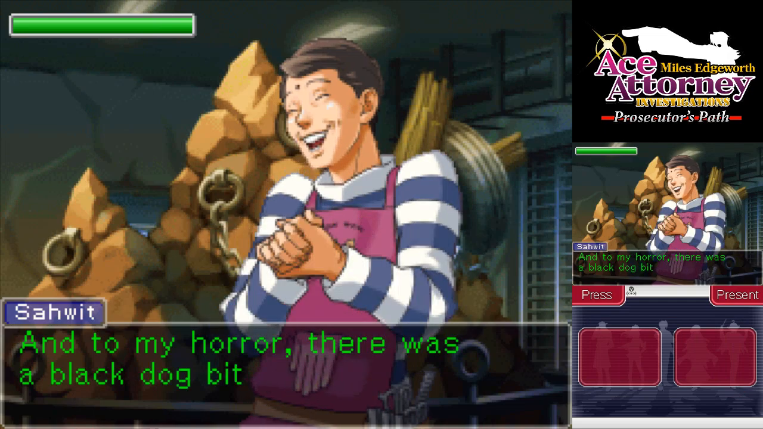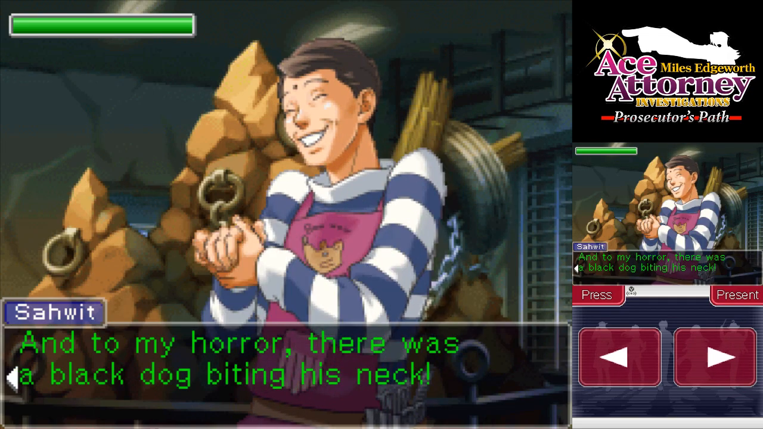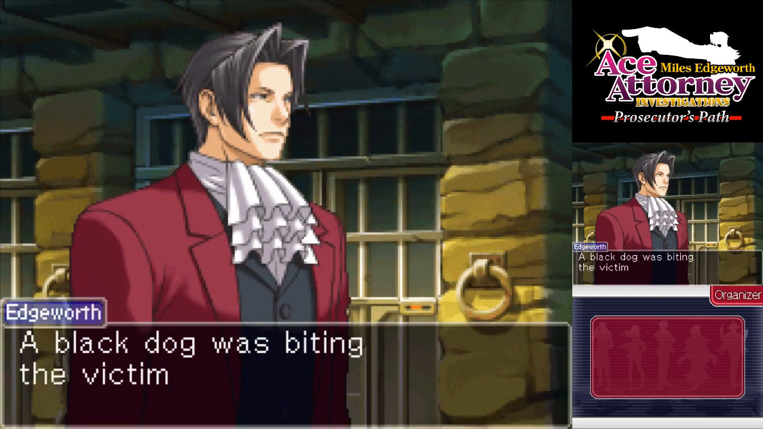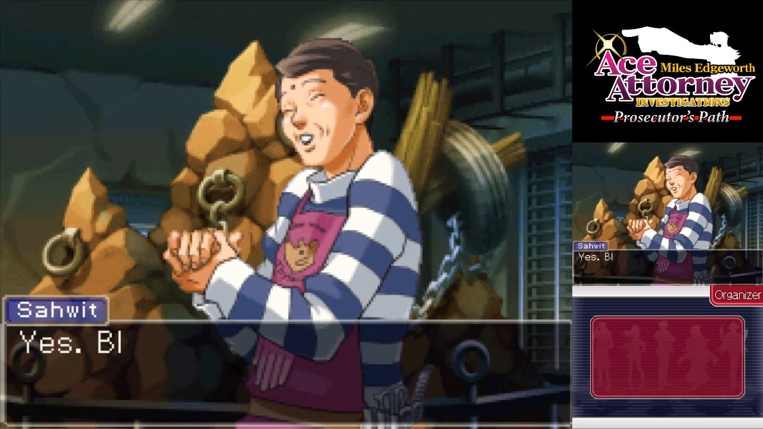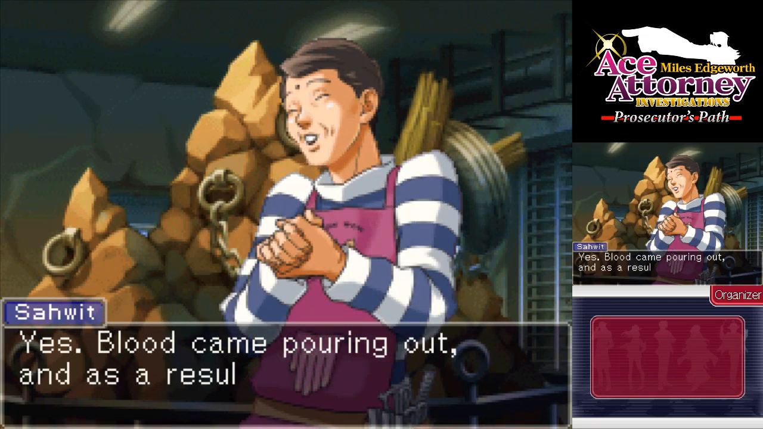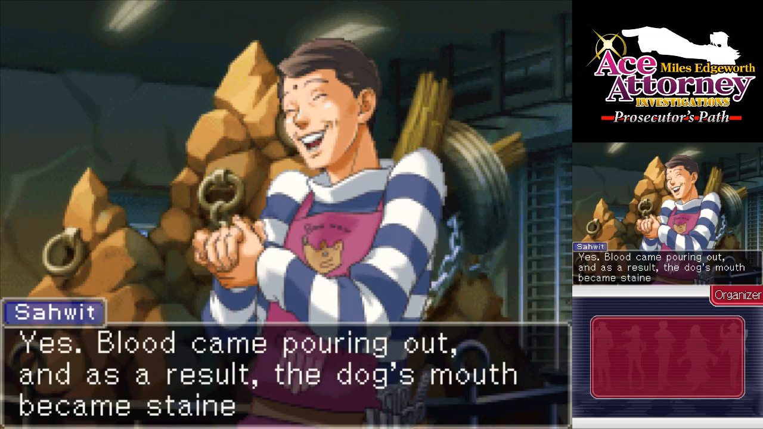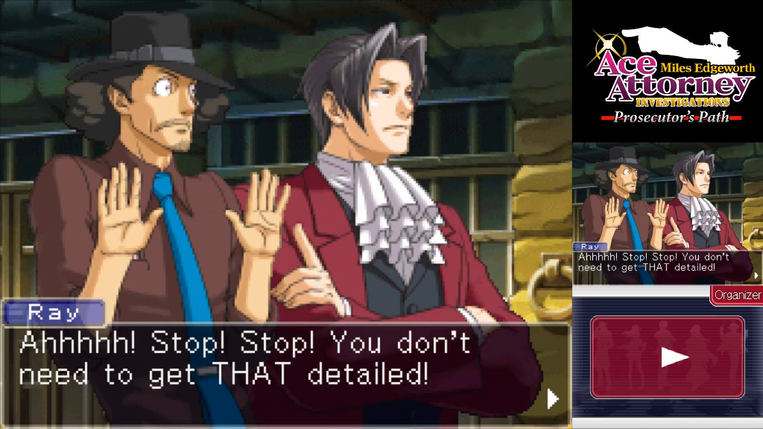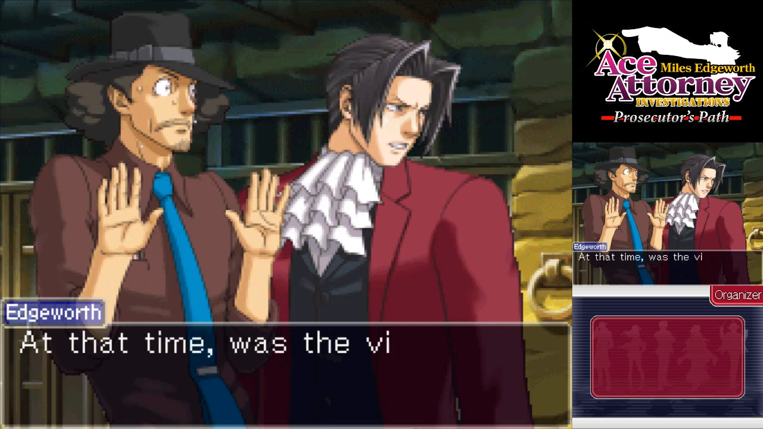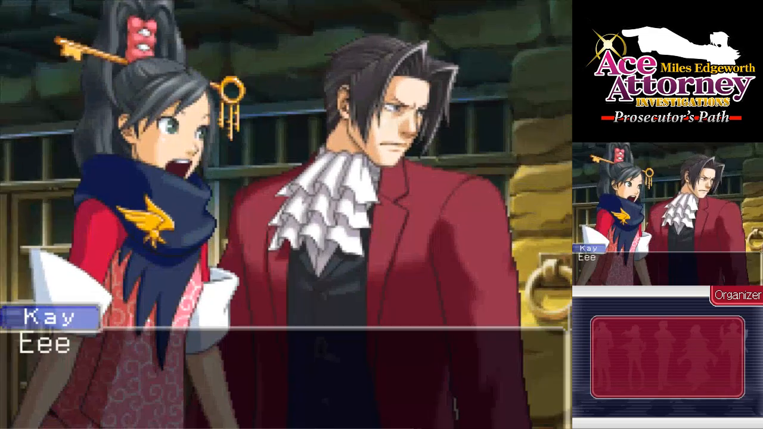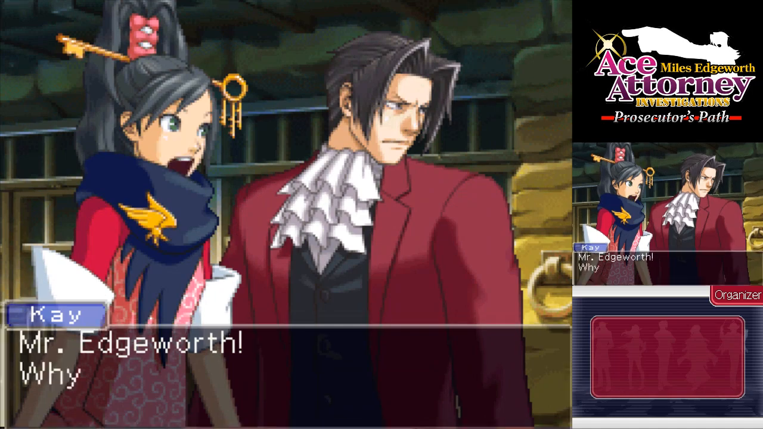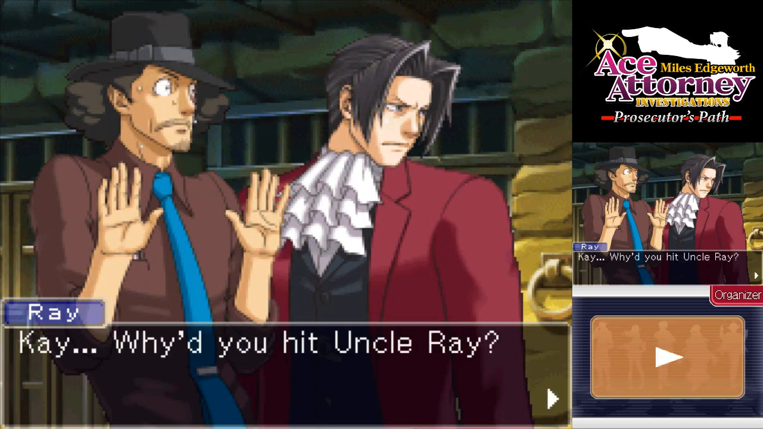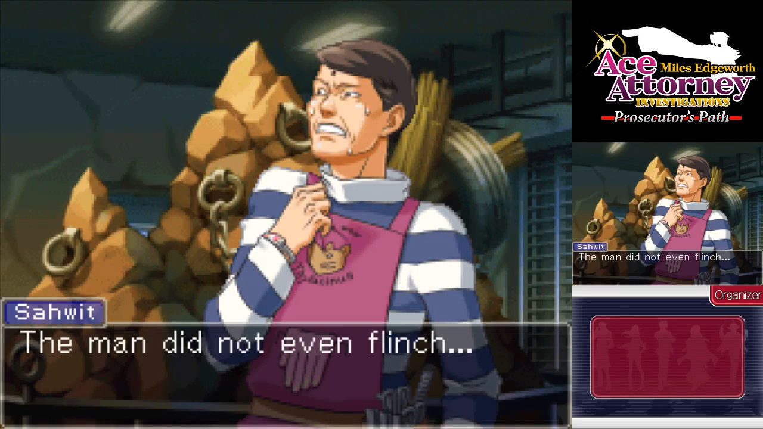And to my horror, there was a black dog biting his neck. A black dog was biting the victim's neck? Yes, blood came pouring out, and as a result, the dog's mouth became stained with it. Ah, stop. You don't need to get that detailed. At that time, was the victim... Hey, Mr. Edgeworth, why'd you ask him that? Kay, why'd you hit Uncle Ray? The man did not even flinch.